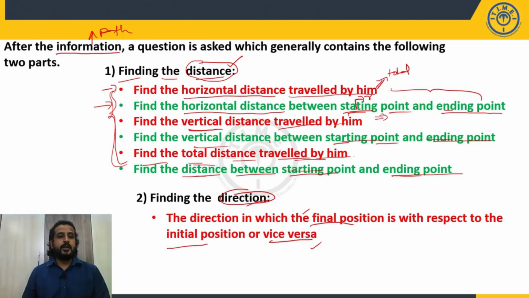After the information, you will be asked a question which may be related to a distance or to a direction. Among the distance, the question can be any of these. Among the direction, the question can be any of these two: final position with respect to initial position, or initial position with respect to final position. Fine. Now we'll discuss with examples in detail. Then you will get a clear idea. Okay, don't worry.